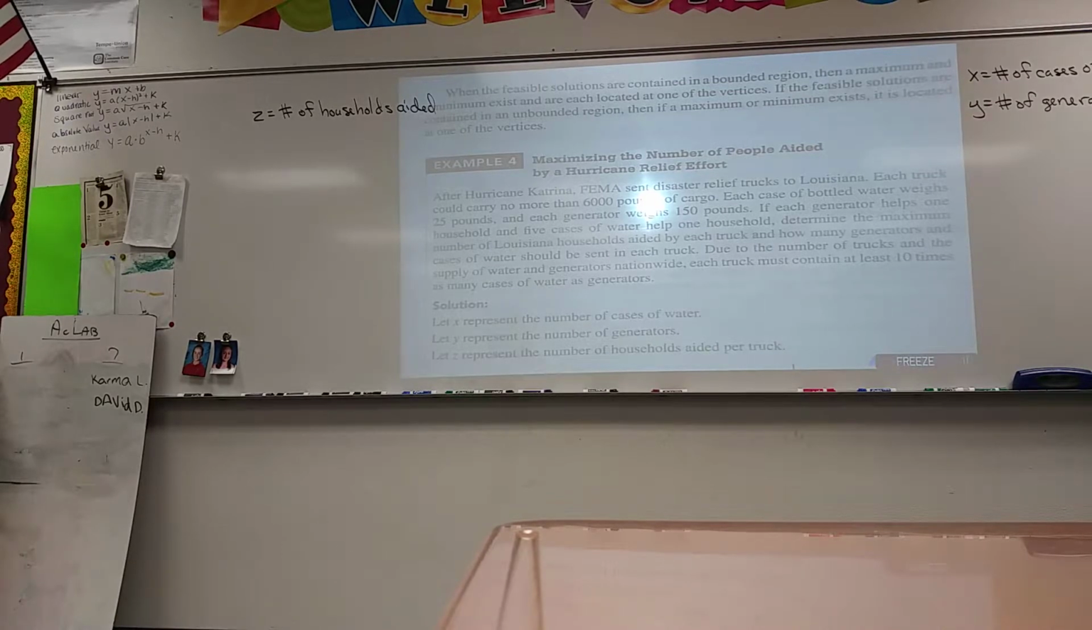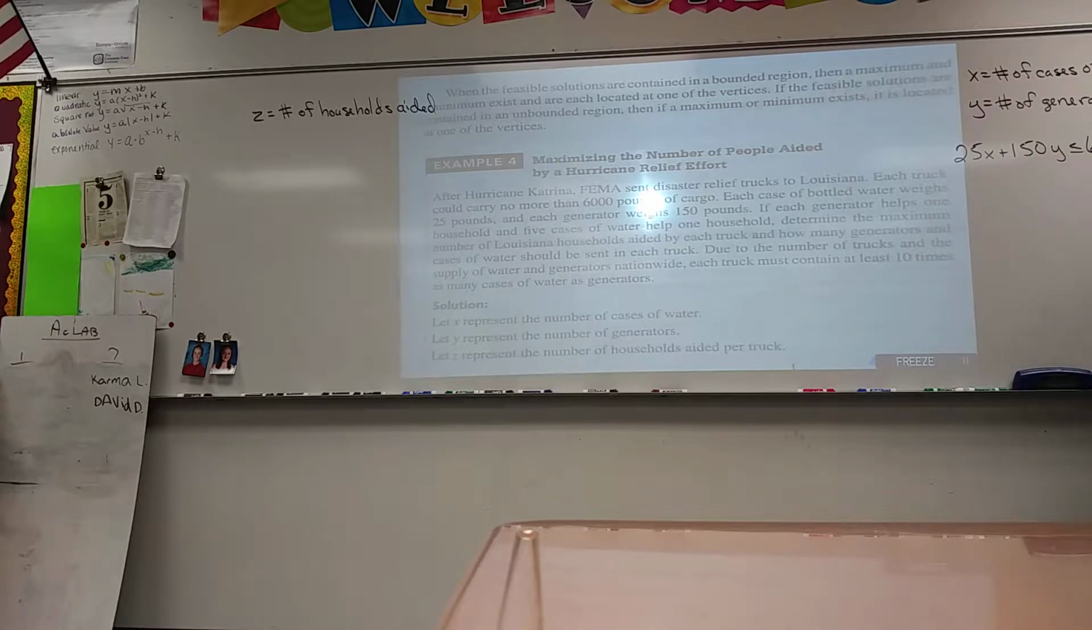So what will the first inequality have to do with? The weight. Yeah, the weight. Okay, tell me about the weight. More than 6,000 pounds. 25 pounds for each case of water. 150 pounds for each generator. So let's try that one again. Give us the first constraint. 25x plus 150y is less than or equal to 6,000.